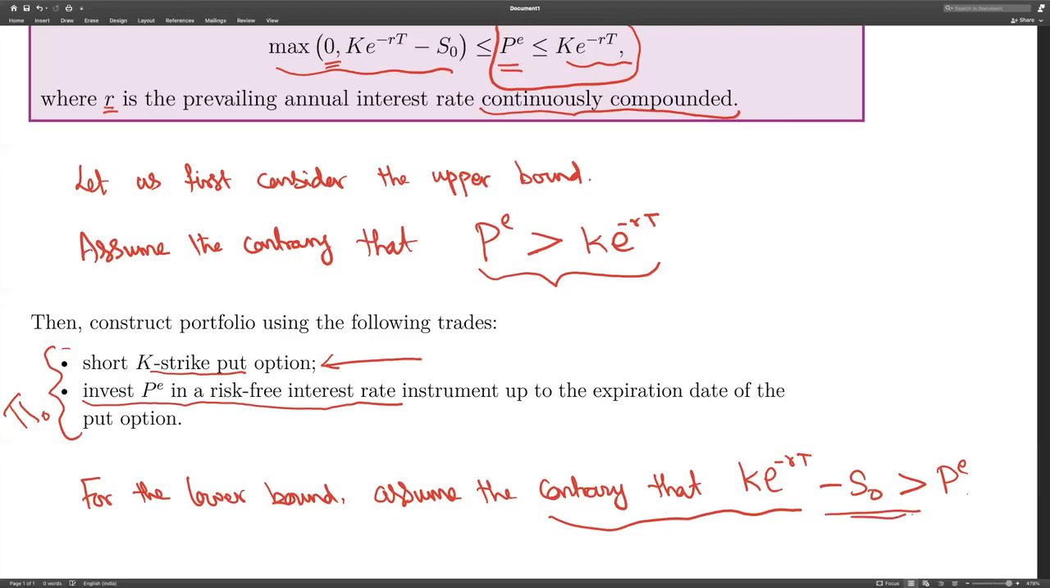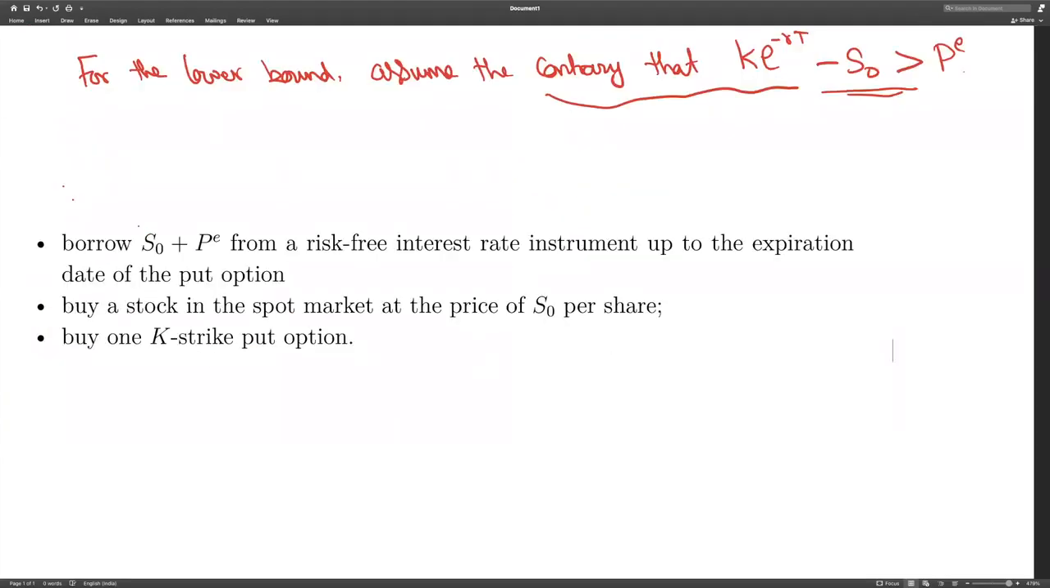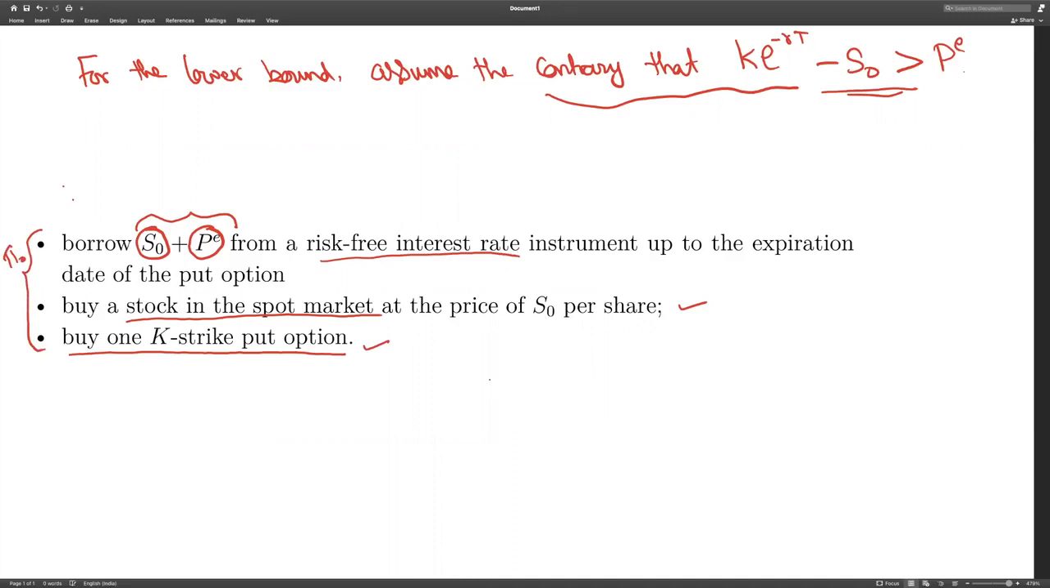I will just give you the traits and leave it to you to complete the other steps. The traits are given by this. That is, borrow this money from the risk-free interest rate instrument. With that, you buy a stock in the spot market for the price S naught and buy one K strike put option, and thereby you will be paying PE. Therefore, whatever you borrowed from the risk-free instrument, you have paid in buying these two assets. Therefore, it's very clear that the portfolio created using these traits has initial value 0.